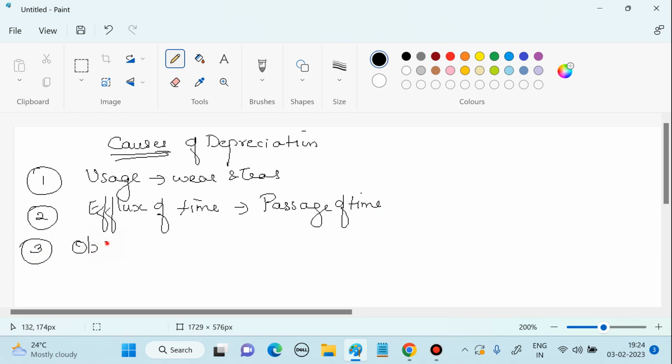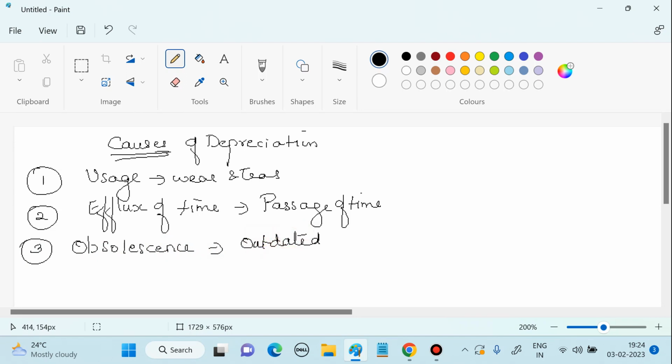After that, there's a term called obsolescence. What do you know about obsolescence? What does it mean? Simple terms. Any idea? It's like when it can't be used anymore. Correct. It's like outdated. Probably correct.